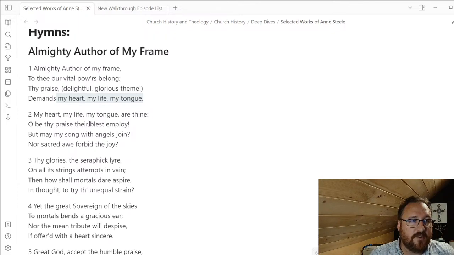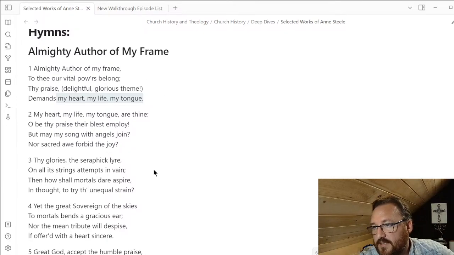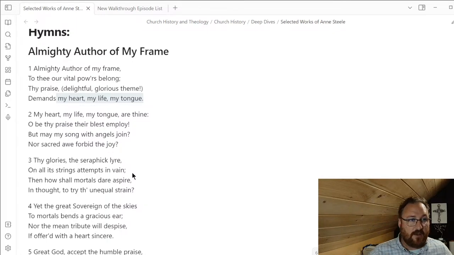Again, before we get too far into this, she begins with this concept of humility, this concept of how she interacts with the world and her response to the reality that God is himself able to see who she is. God has made her. He is the author of her frame. All of our vital powers belong to him.